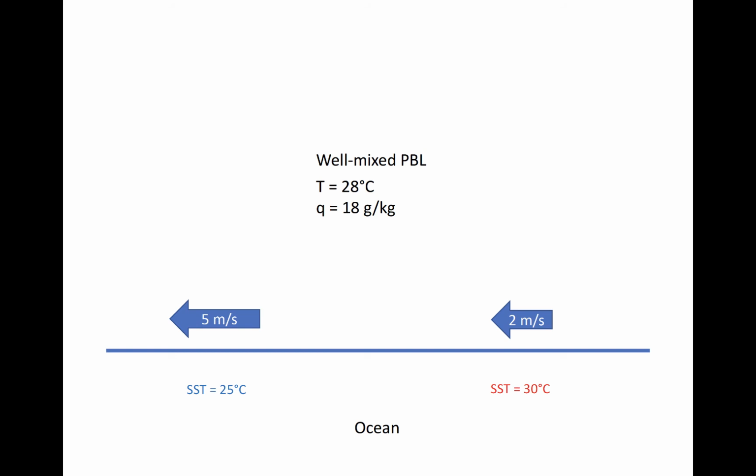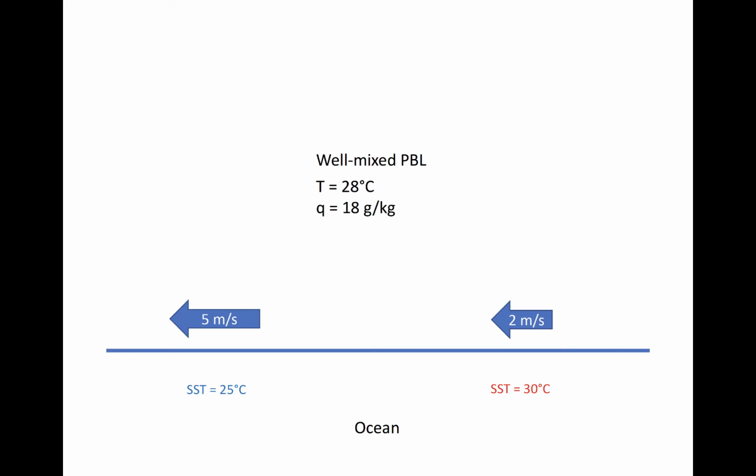Let's consider a very simple example. The blue line represents the ocean surface. The boundary layer above it is well mixed, has a temperature of 28 degrees C, and a specific humidity of 18 grams per kilogram in this example.